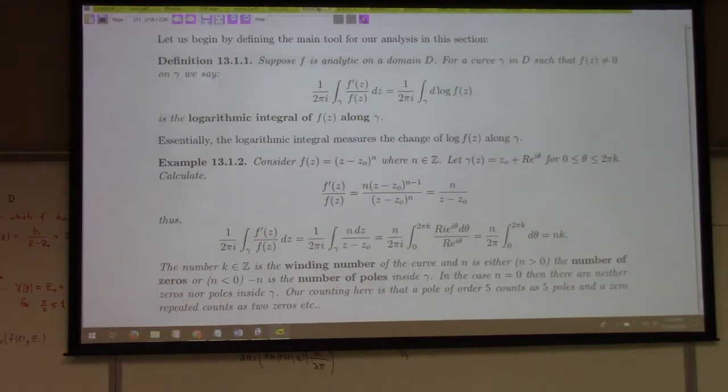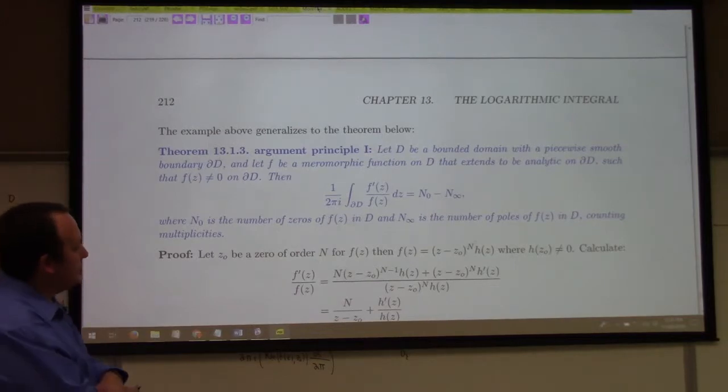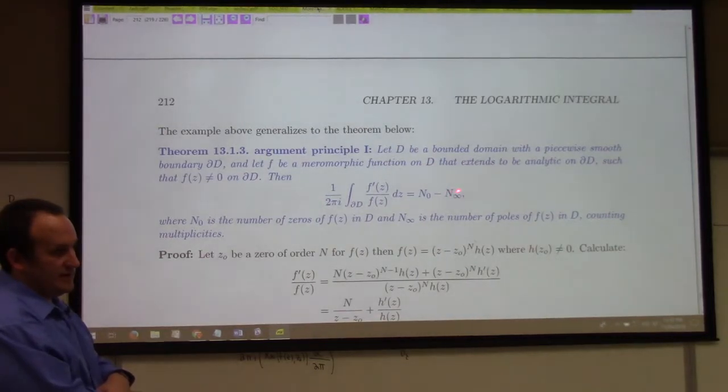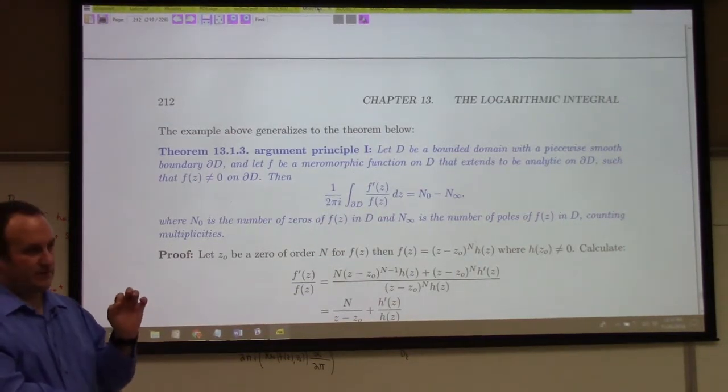And in fact, this example is general in the following sense. We have this argument principle. If D is a bounded domain with piecewise smooth boundary, and f is a meromorphic function on D that extends to be analytic on the boundary of D, such that the function's non-zero on the boundary, then if we calculate the logarithmic integral, what does it give us? It gives us the number of zeros inside D minus the number of poles inside D, adjusted for order. Like if there's a pole of order 3 inside D, that counts as n infinity being 3.